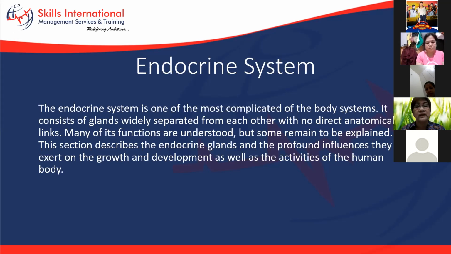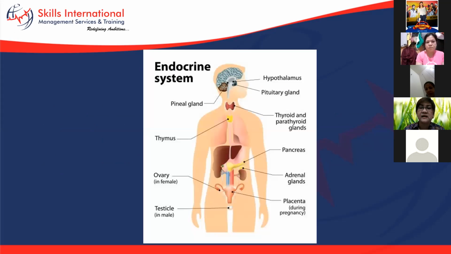So when we talk about the endocrine system, we talk about the glands of the body. We have the thymus gland, the adrenal glands in the kidney, we have the pituitary gland. All of these glands are in the endocrine system. So this shows you where the glands of the endocrine system are. The hypothalamus gland is there in the brain.